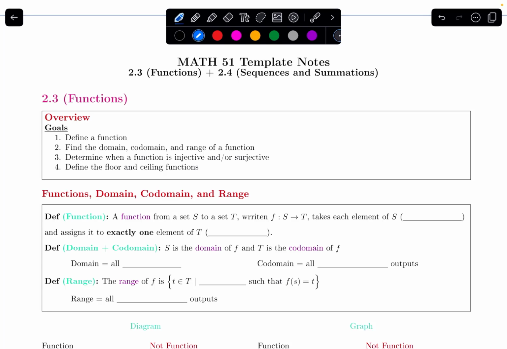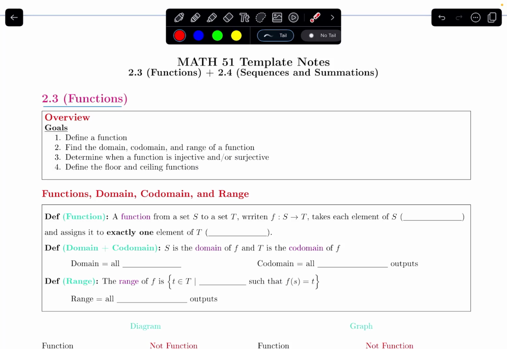In this video, we're starting section 2.3 on functions. So our goals are to define what a function is, to find the domain, codomain, and range of a function, determine when a function is injective and/or surjective. So we'll talk about what those terms mean, and to define the floor and ceiling functions. It's a lot of terminology here, but we'll learn what all of this means. So in this video, we'll talk about functions, domain, codomain, and range.